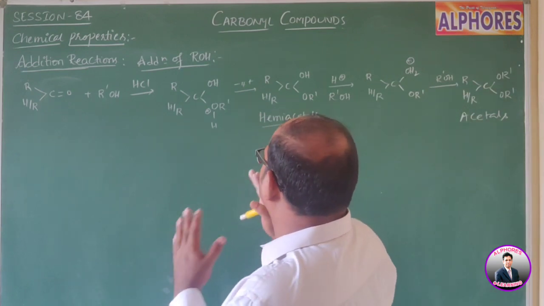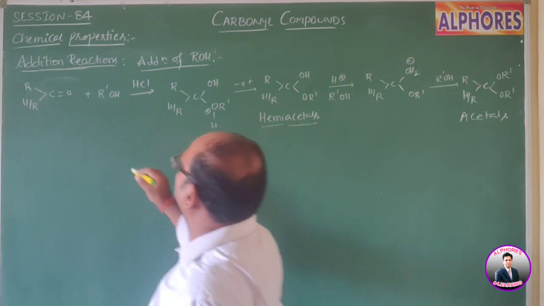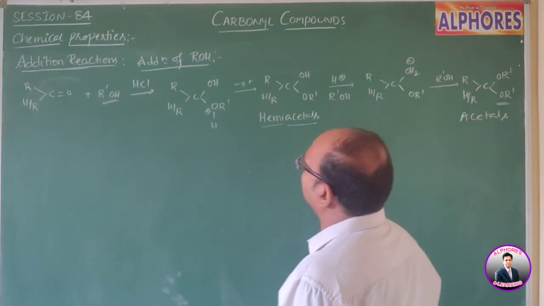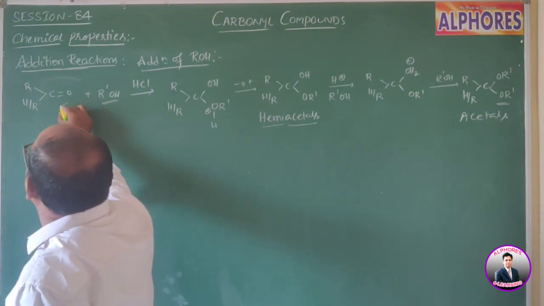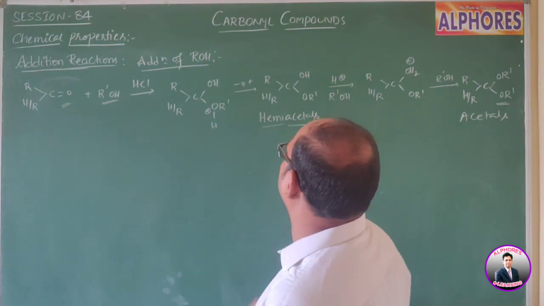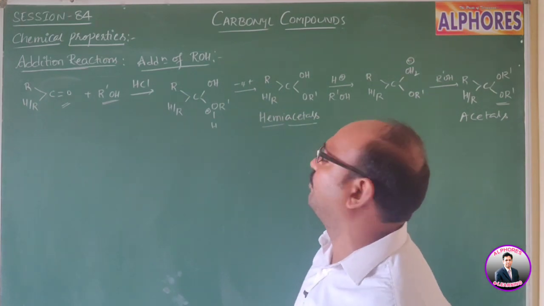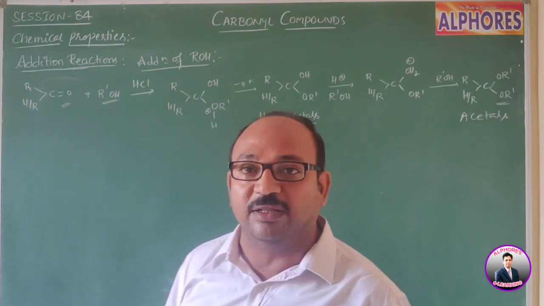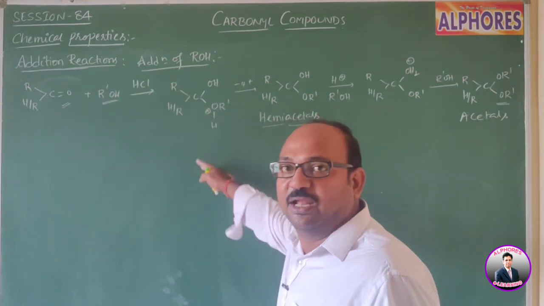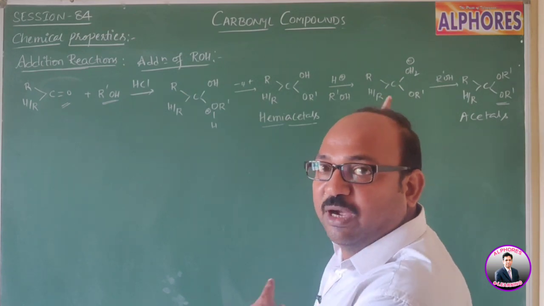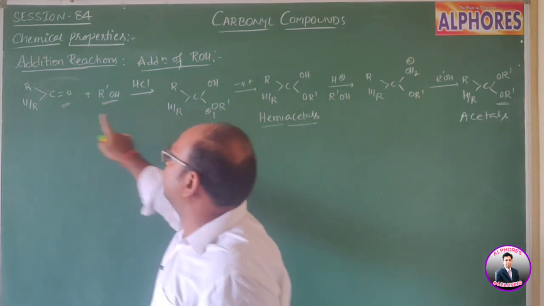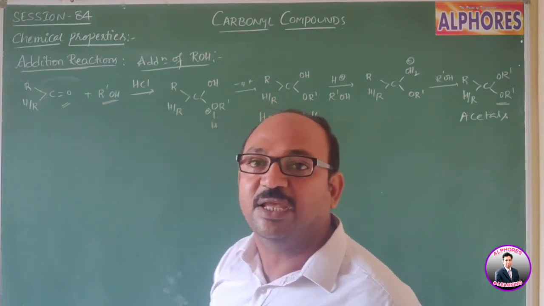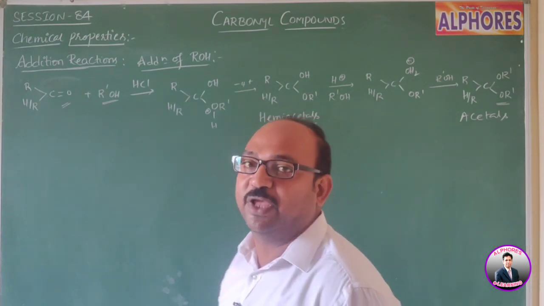Now, when we are using excess alcohol, only acetal formation takes place. Instead, if you are using excess carbonyl compound, the reaction will stop after formation of the hemiacetal. So when you are using excess alcohol, it first leads to the hemiacetal, which further converts into the complete acetal. Whereas if the aldehyde or ketone, the carbonyl compound, is in excess, it will stop after formation of the hemiacetal.